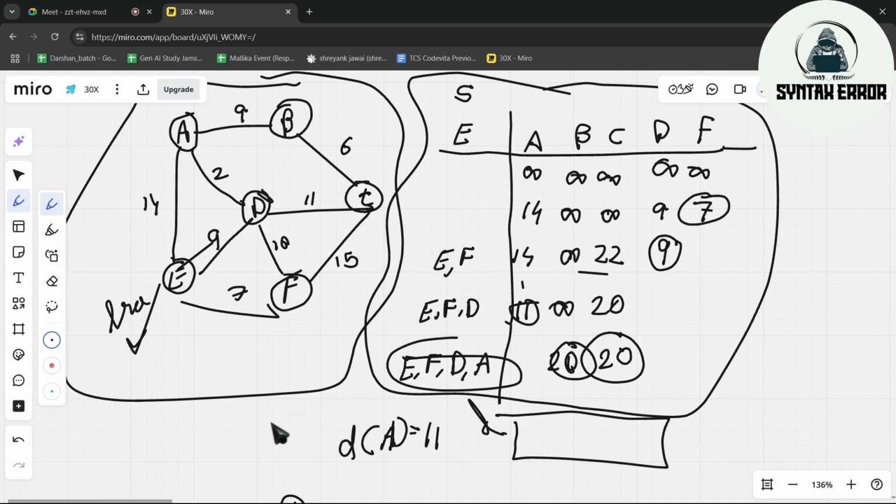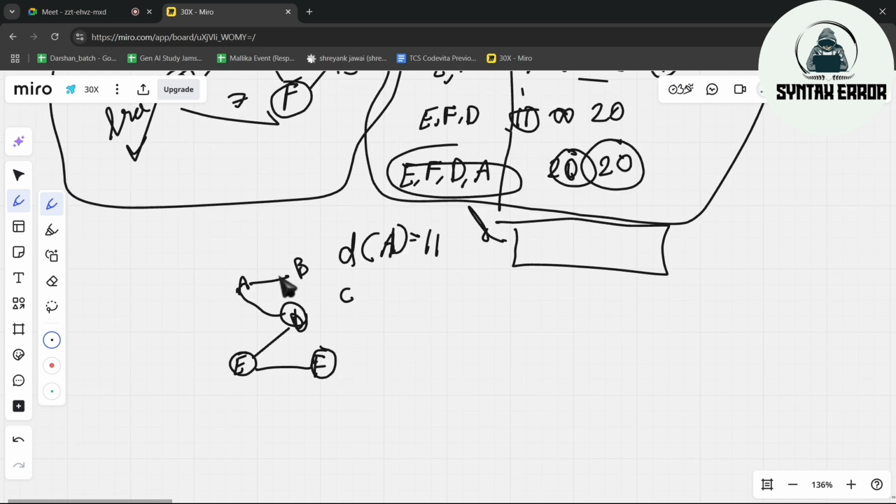So how will you go from E to A? E to A 11, via D. So via D you will go from E to A. How will you go from E to B? E to B 20, which is E to D, D to A, A to B. This is the shortest path. How will you go to C? C is also 20. We will go from E to D, D to C.